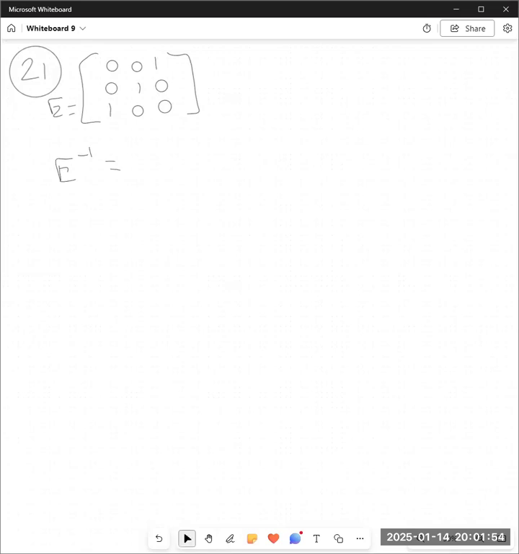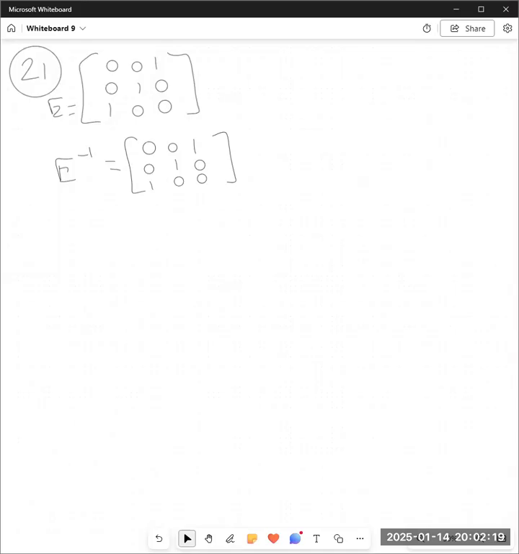So what undoes this and gets me back to the identity matrix? Well, to undo it, I would need to swap row 1 and 3. So what elementary matrix is going to swap rows 1 and 3? The same thing, because rows 1 and 3 were already swapped. So I just need to undo the swap to get back to the original. So it is its own inverse in this case.